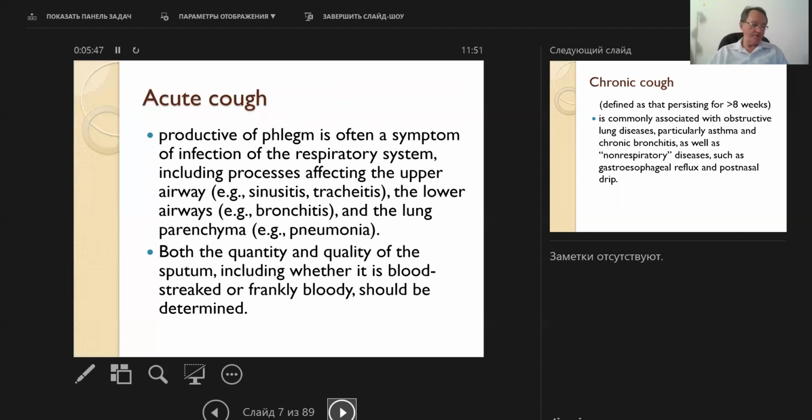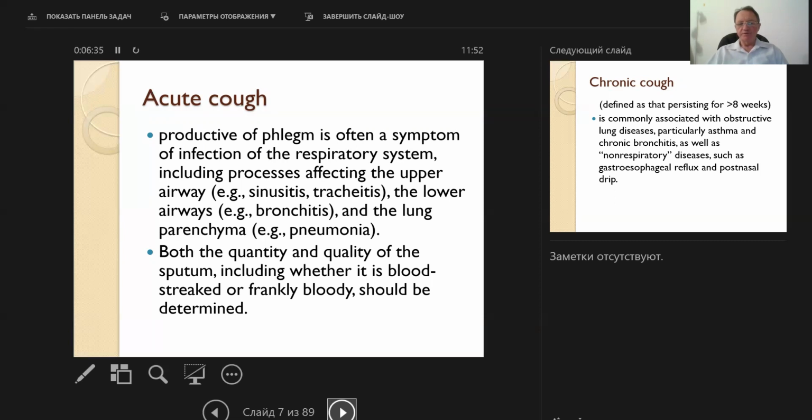You should note that acute cough has a duration of less than 3 weeks. Between 3 weeks and 8 weeks, it's subacute cough. Productive cough with phlegm is often a symptom of infection of the respiratory system, including processes affecting the upper airways, such as tracheitis, laryngitis, sinusitis, and the lower airways, including bronchitis and pneumonia.